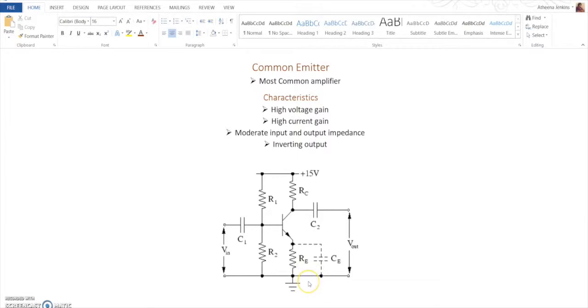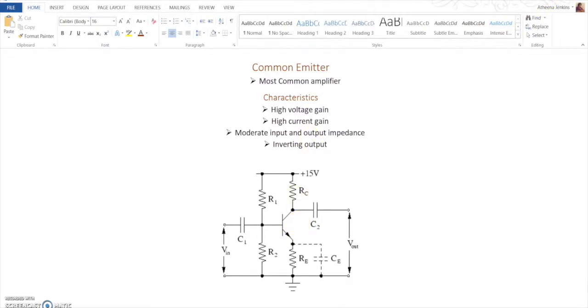We also have three capacitors. C1 and C2 are used as coupling capacitors that allow high frequency signals to get through but block off DC. And our C sub E capacitor is used as our bypass capacitor, which allows AC to bypass the resistor at the emitter and head to ground, which allows us to have a higher AC gain than we would if we did not have our bypass capacitor in parallel.